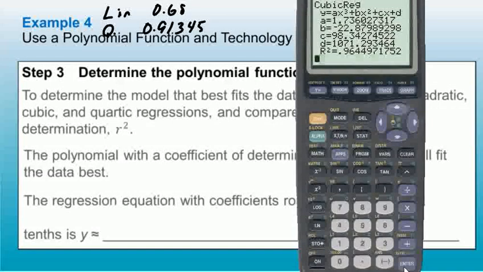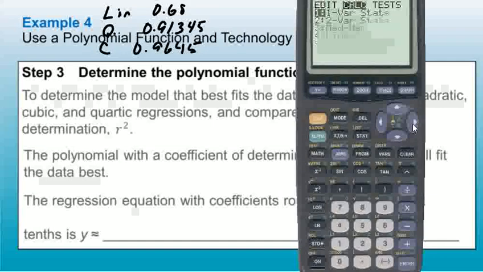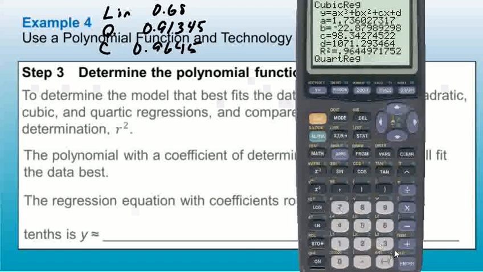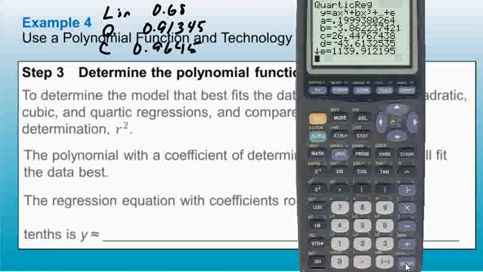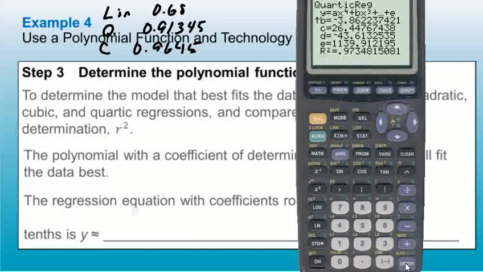There we have 0.9644. So cubic was 0.9644. Or I could do 45. So that's very close. So right now it looks like it's going to be cubic, but we have to check quartic. So a stat calculates to quartic, number 7, enter, and we have 0.97. So it looks like it's quartic.